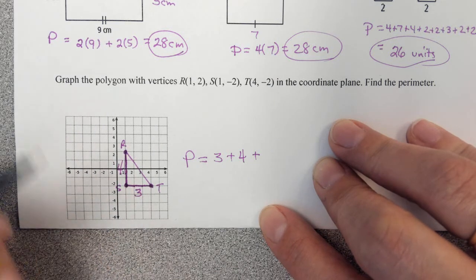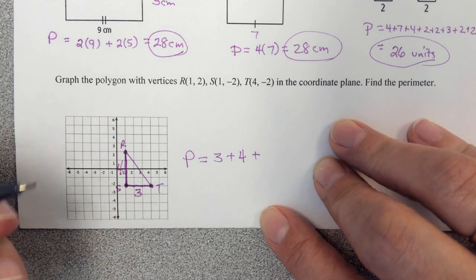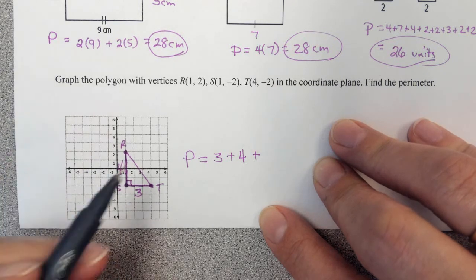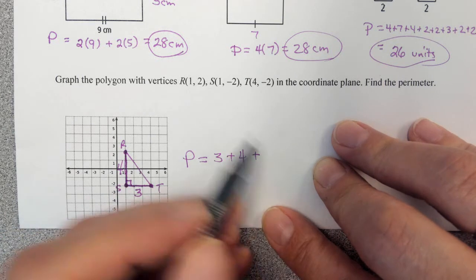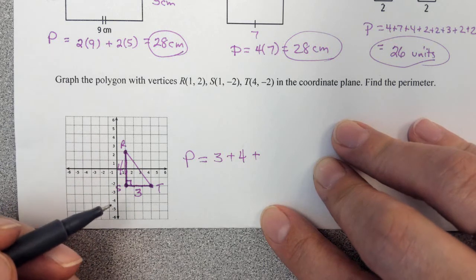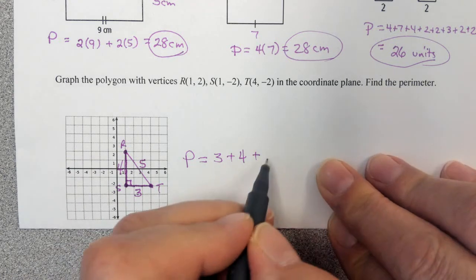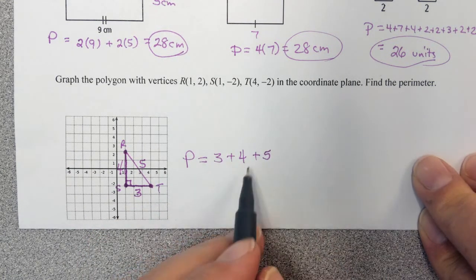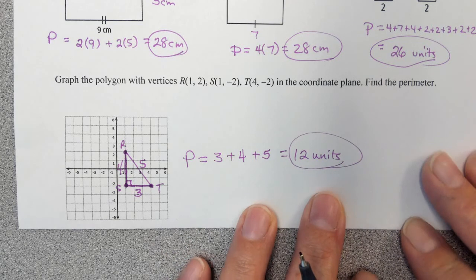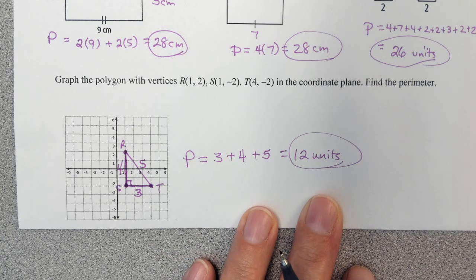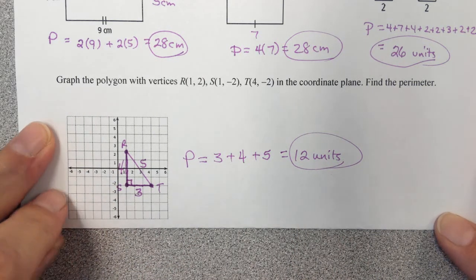Diagonal measurements, you can't count squares to get. The only way to get those is either with a distance formula or with Pythagorean theorem. This is a right triangle. I could do 3 squared plus 4 squared equals x squared, find that missing side, and then add it on. Fortunately, this is a triple that we should have memorized by now. 3, 4, 5 is a Pythagorean triple. So add the 5 for the third side, and 3 plus 4 plus 5 is 12 units for the perimeter. If you don't have your triples memorized yet, it is time to get that done.